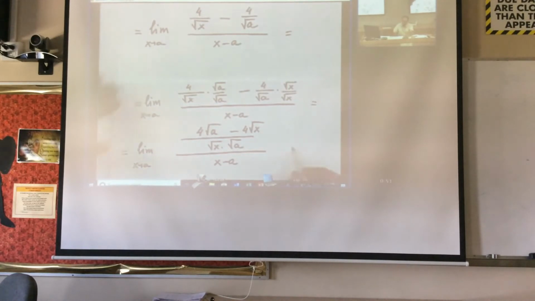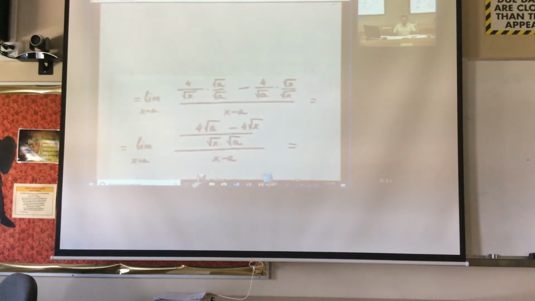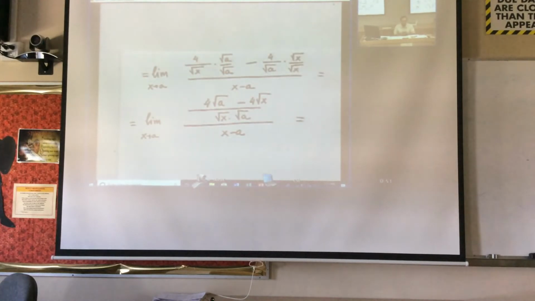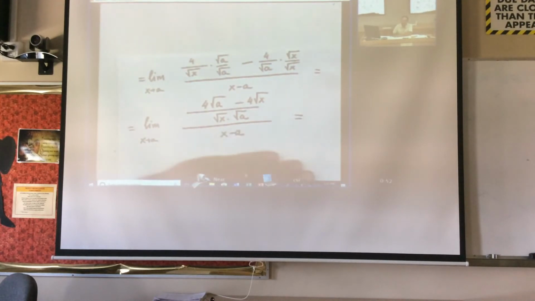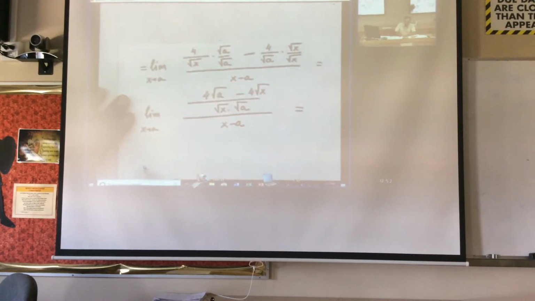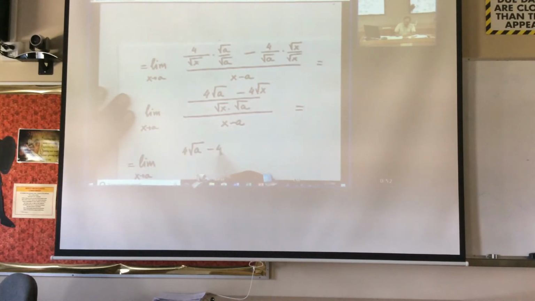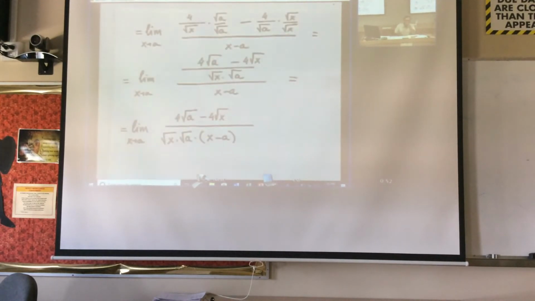Okay, so now equals. What do I have to do right now? I have to make it a normal fraction. It's the same thing: this divided by this means multiplication. So limit as x approaches a, and what do I have? I have 4 square root of a minus 4 square root of x over square root of x times square root of a times x minus a. Okay, that's what I have. Now when you substitute, what do you get?